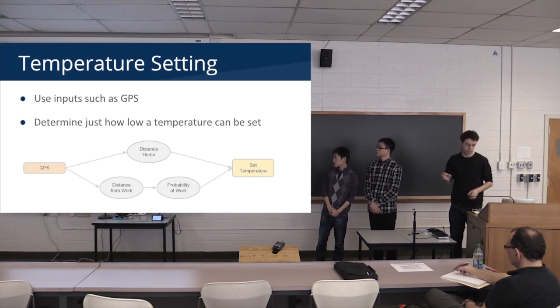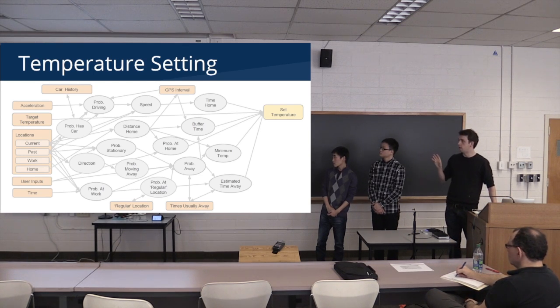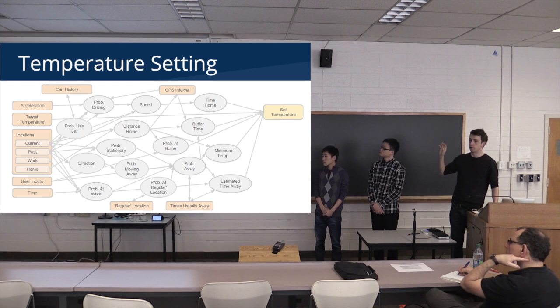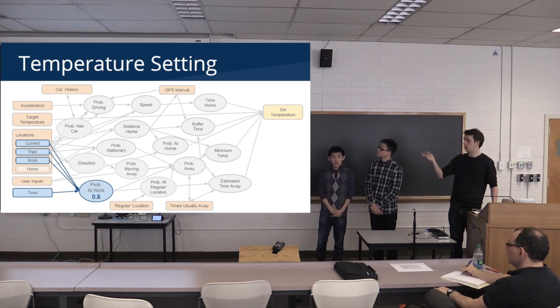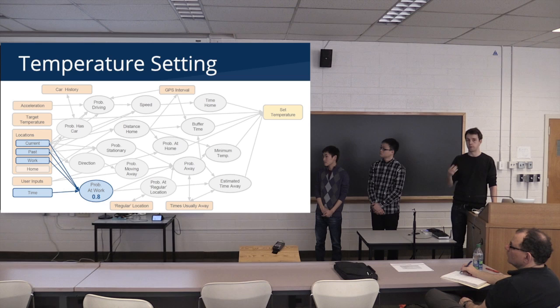So this is the full algorithm, and all I want you to take away from this is that you have the inputs in orange translating into the intermediate steps in gray in the middle, and then on the right you have the yellow set temperature as the final result. So just to give you an example, here you have the current location right now and my past locations and my work location, as well as the time, which can be used to show that I'm currently at work.